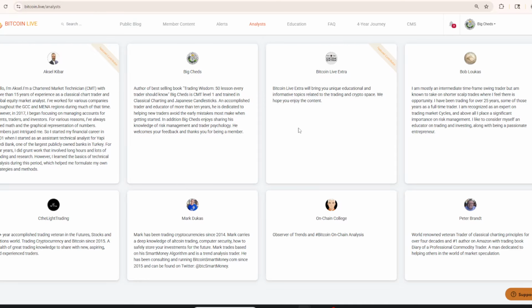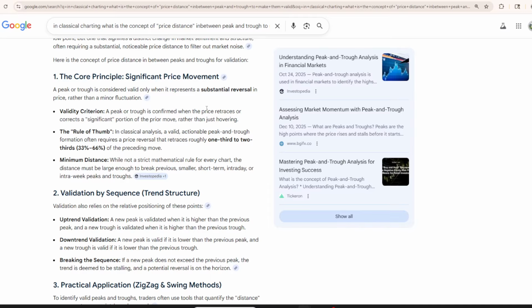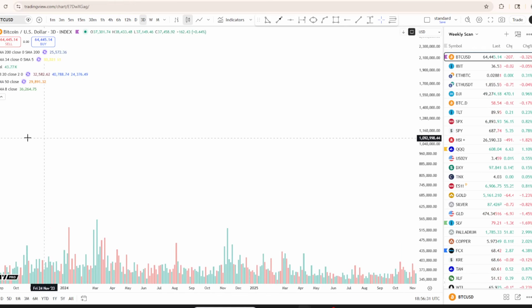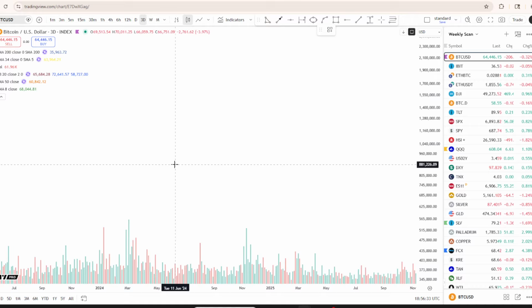For today's lesson, we're going to talk about a classical charting concept, price distance. You may not see that exact term floating around, but this has to do with how important a level is and how many touches you're counting on a level.